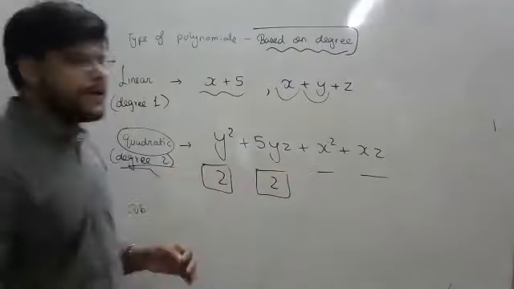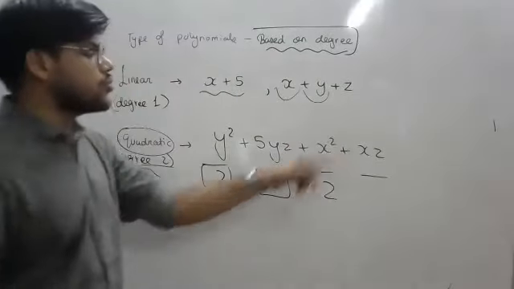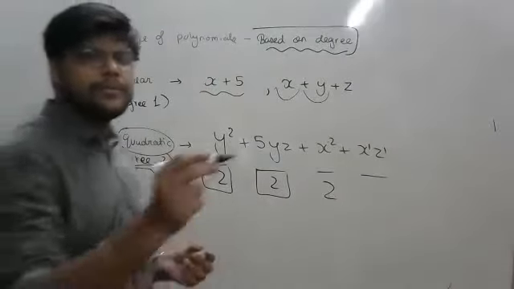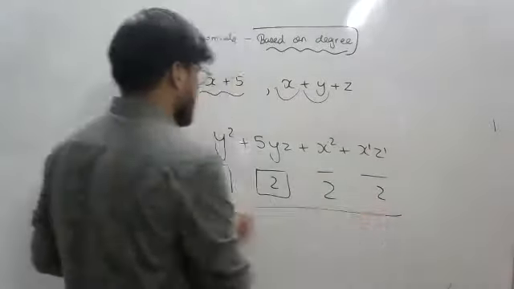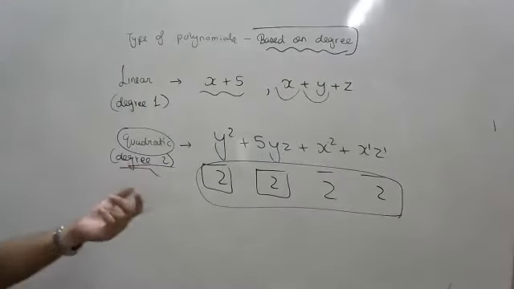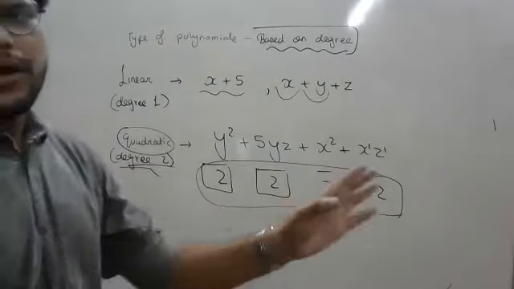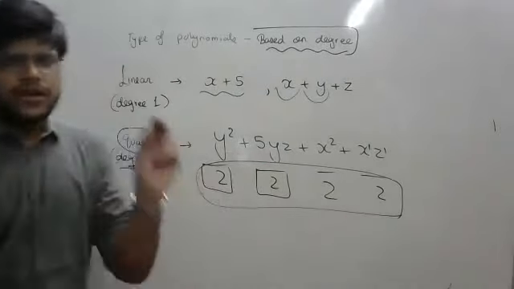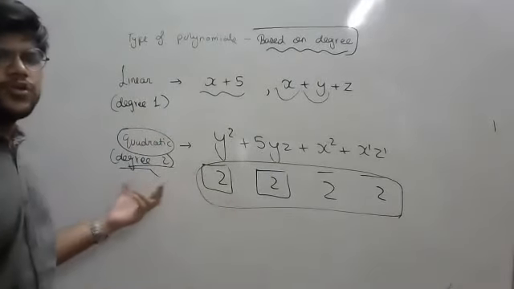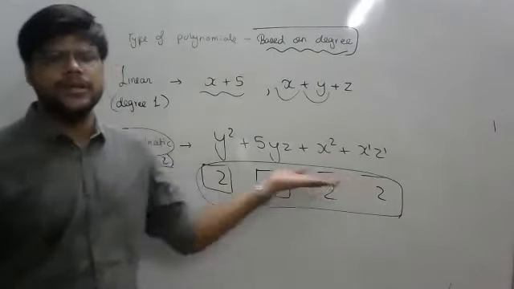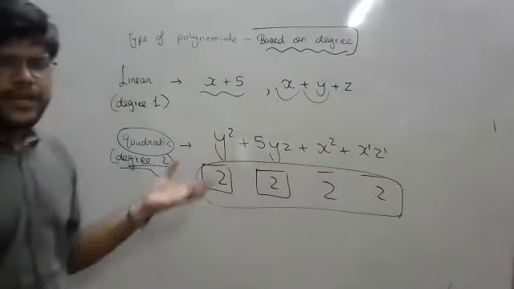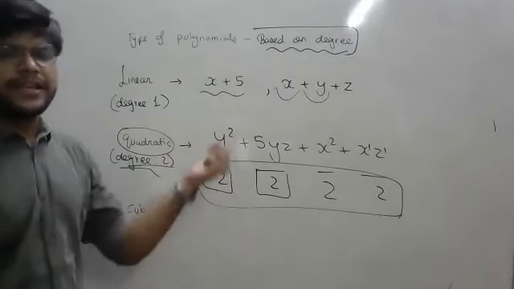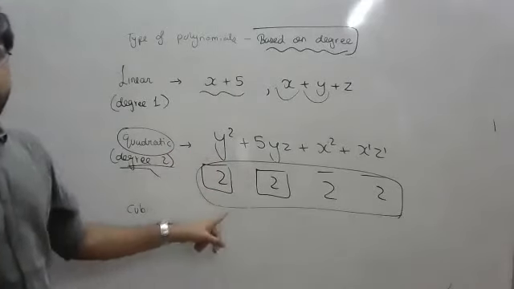X square, again power is 2 because x is raised to 2. Here again x into z, x raised to 1, z raised to 1. They are in multiplication, so the power will be considered as 1 plus 1, which is 2. Now, what exactly is degree? Degree is the highest power. Whatever powers you have mentioned here, out of them, the highest number is 2 because all of them are 2. So you will be considering this whole polynomial. This whole polynomial, its degree is 2, because degree is the highest power of variables in a term. And if it is 2, we call it quadratic.